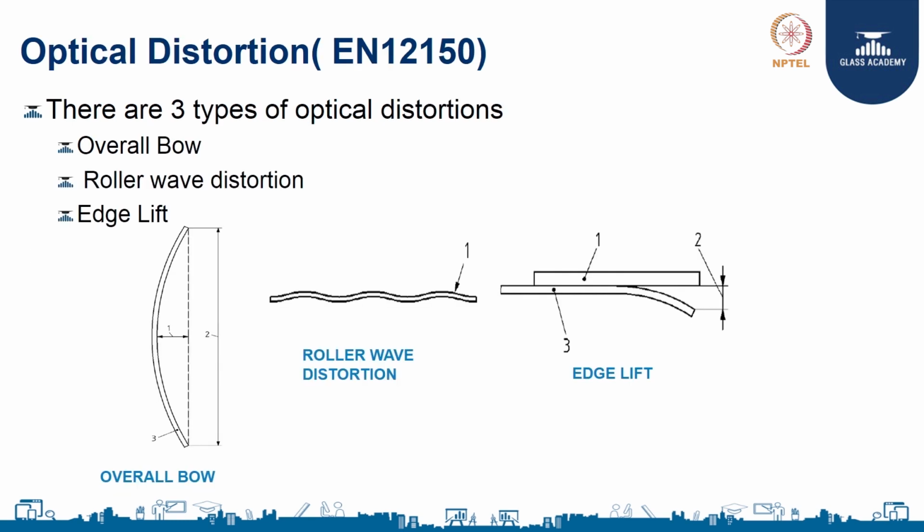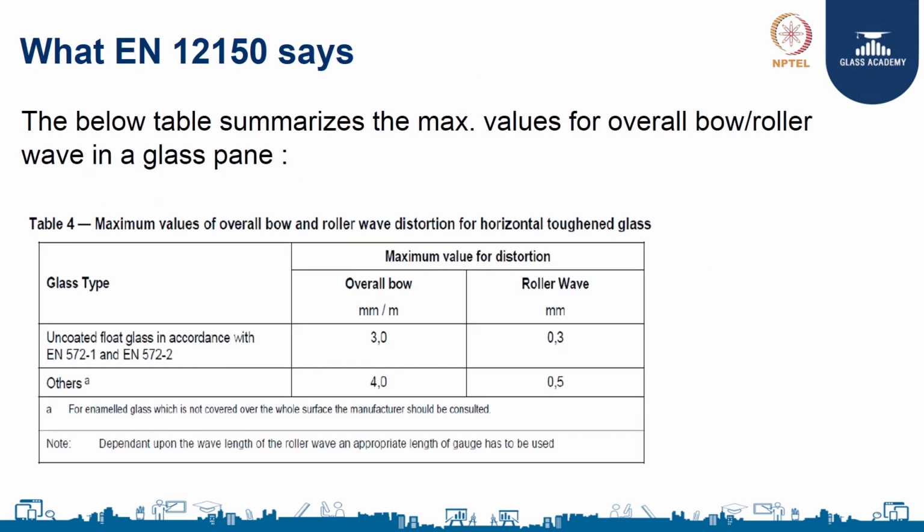In this slide I am going to discuss optical distortion. There are three kinds of optical distortion. One is the overall bow, which is the overall bend in the glass. The second kind is the roller wave distortion, and the third is the edge lift. EN gives norms for overall bow and roller waves.